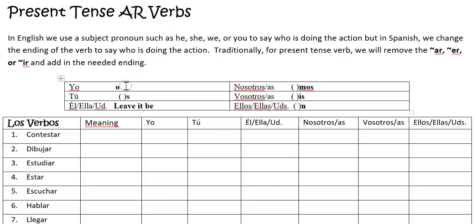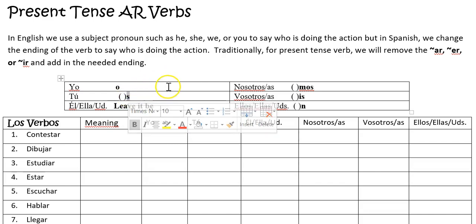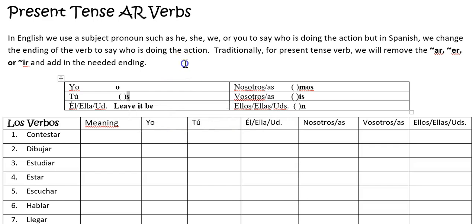So, an ending to say yo for an AR verb is an O, right? For yo, use an O. For tú, traditionally you're going to see an S at the end of a verb if it's going to use the tú pronoun. These are AR verbs, so what you'll see is an AS. Él, ella, usted. You're going to drop that AR, but then he, she, you formal, and it, you need to see that A at the end. So you're going to put the A back.